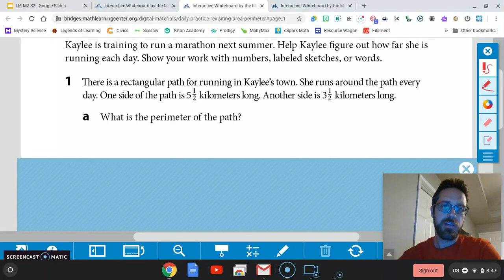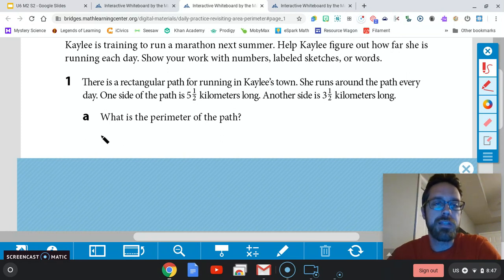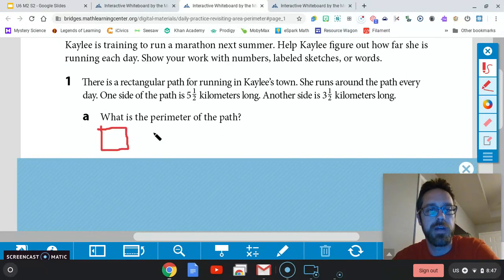There's a rectangular path for running. So right away, rectangular path. I'm going to draw a picture of a rectangle. Just draw a picture right away. She runs around the path every day.